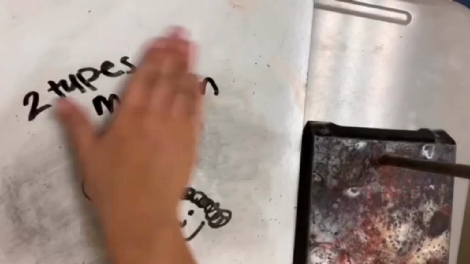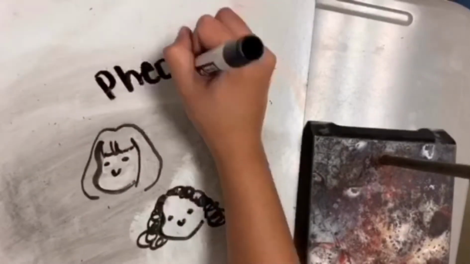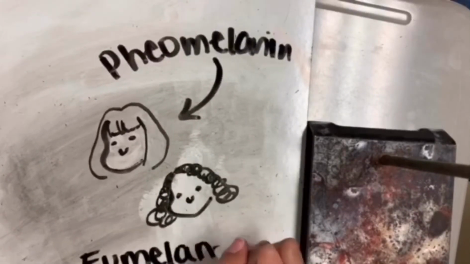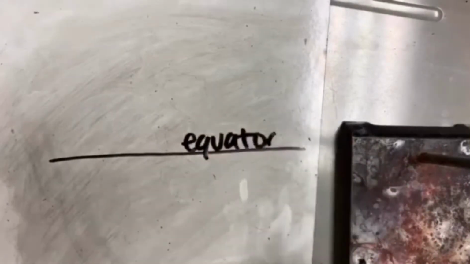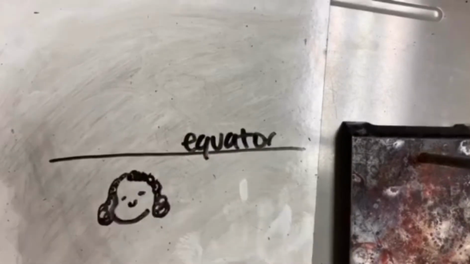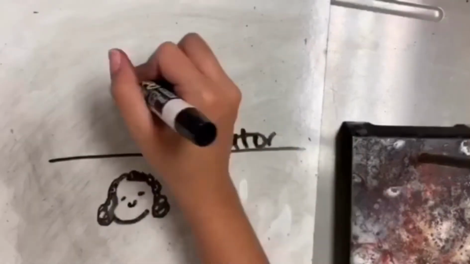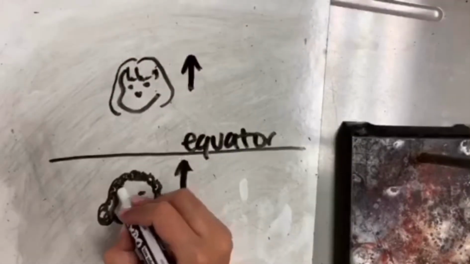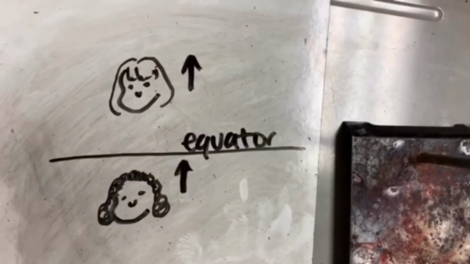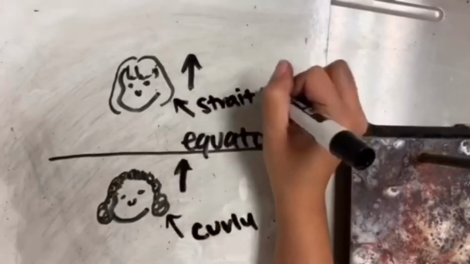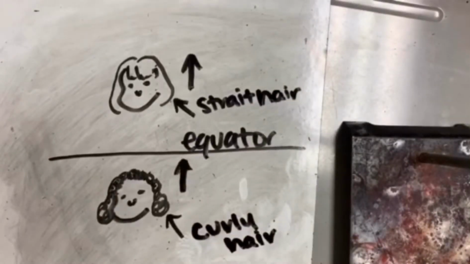There are 2 different types of melanin, pheomelanin and eumelanin. Melanin is commonly found in the skin and hair. People with pheomelanin tend to have straight hair, while people with eumelanin tend to have curly hair. This is because the higher you are above the equator, the more sunlight you need, causing you to have paler skin and straight hair. The closer you are to the equator, the more protected from the sun you need to be, causing darker skin, and the hotter it is, so your hair needs to allow cool air in, causing curly hair.